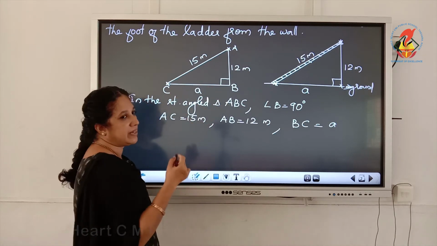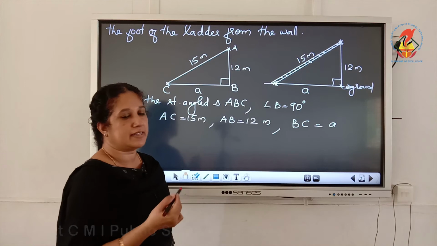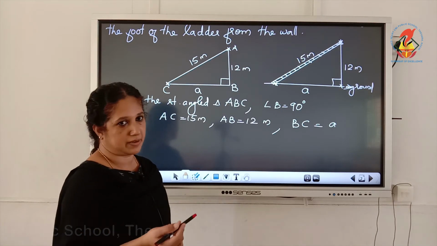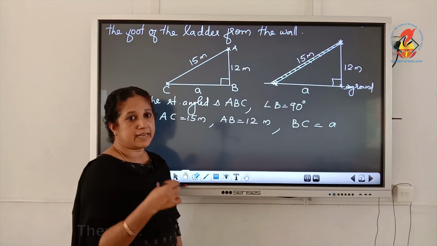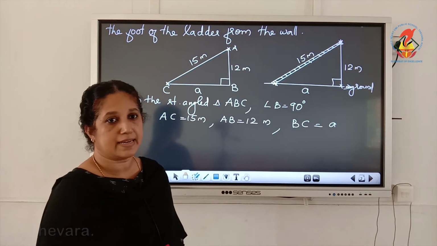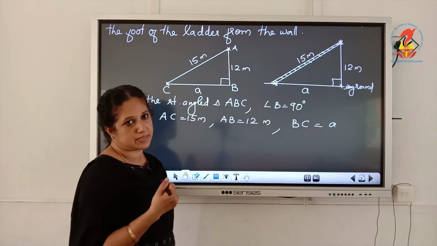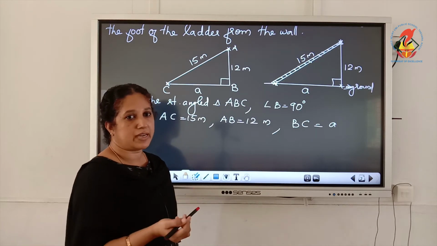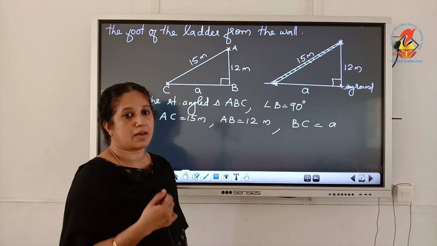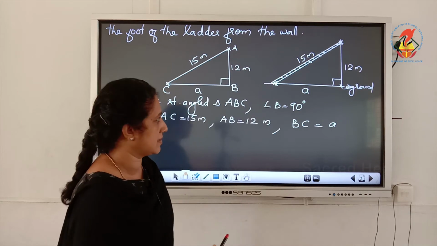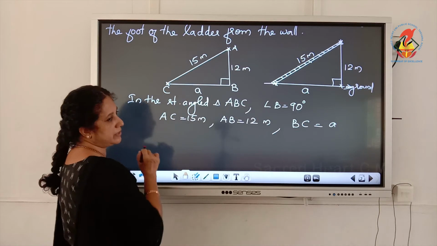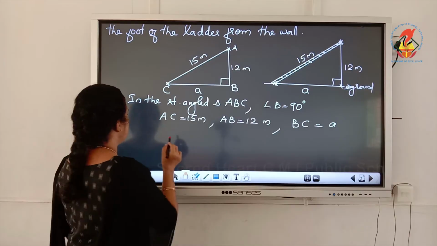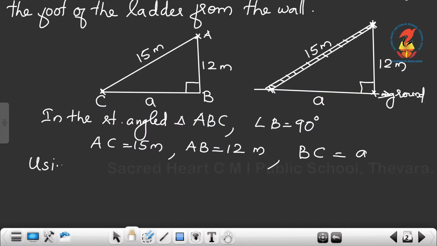We have one important property regarding the right angled triangle, and the name of the property is Pythagoras theorem. In order to find the length of the hypotenuse or the length of the legs, we have to apply the Pythagoras theorem. So what is Pythagoras theorem? The square on the hypotenuse is equal to the sum of the squares on its legs. So using the Pythagoras theorem, we can find the length of BC.